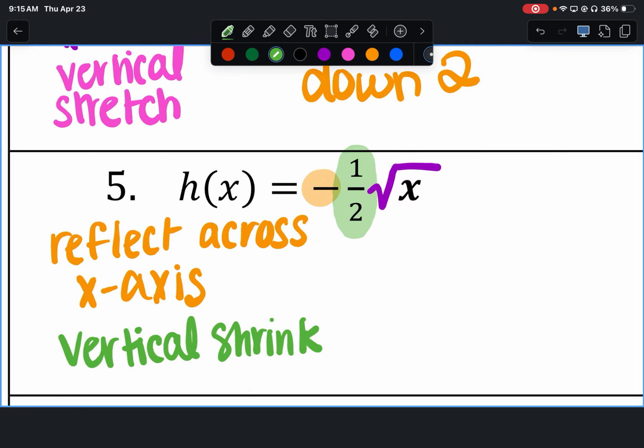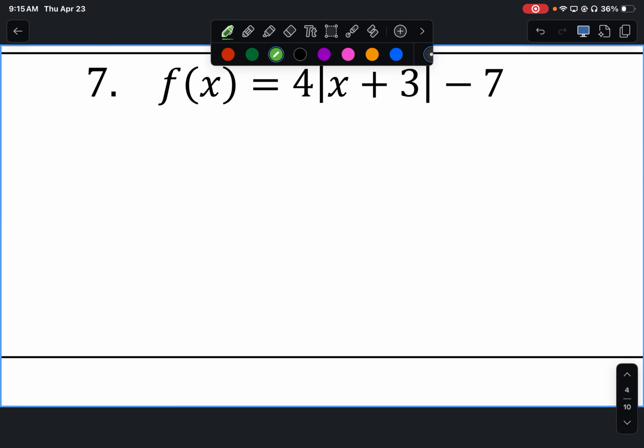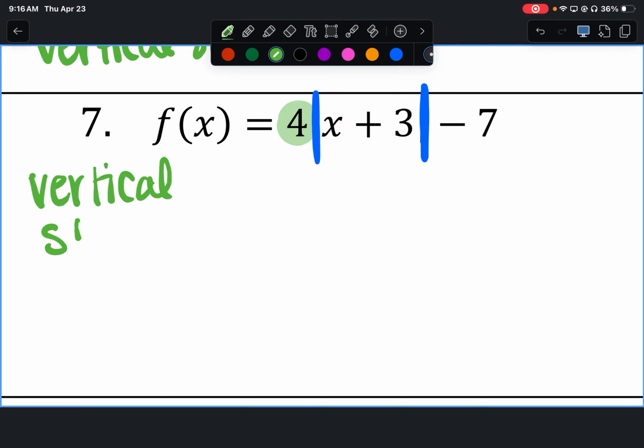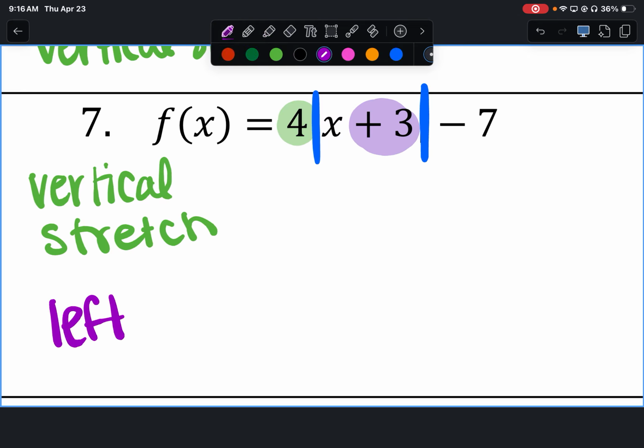All right, so we have one last one we're going to go over together, and then I'm going to let y'all do the evens. So for number 7, which parent function do we have here? We have those absolute value bars, so it tells us we have the absolute value. So inside of the function is what is inside of those bars. So what does that 4 at the very front cause? Vertical stretch. What about the plus 3? What does that cause? Left 3, because it is inside of our function. Then last but not least, what does the minus 7 do? Down 7, because it is outside of our function.